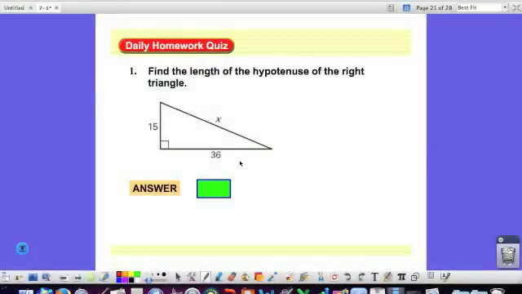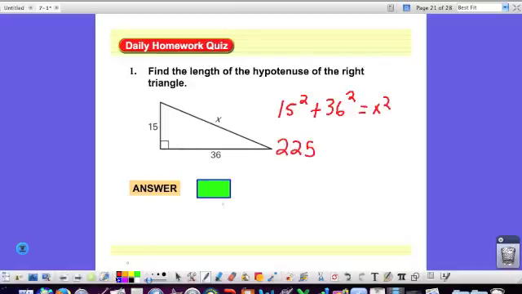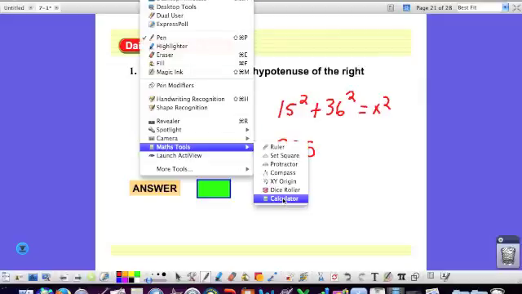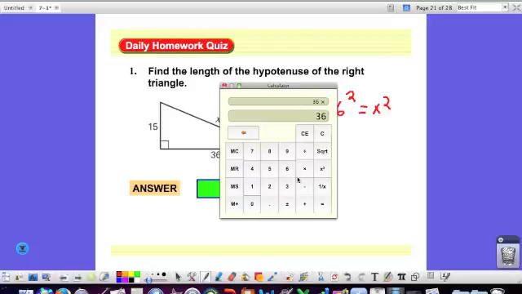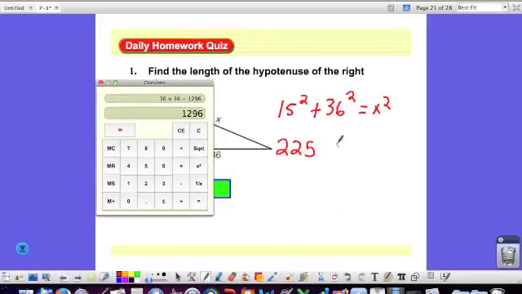Find the length of the hypotenuse of the right triangle. I notice that 15 and 36 are both divisible by 3, but I don't remember my Pythagorean triples. So I'm going to have to use the Pythagorean theorem. So that's 15 squared plus 36 squared equals x squared. 15 squared is 225. 36 squared is 1,296. 1,296 plus 225 is 1,521, and the square root of that is 39.